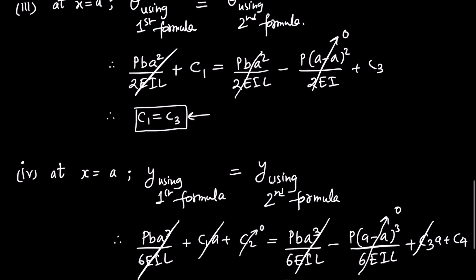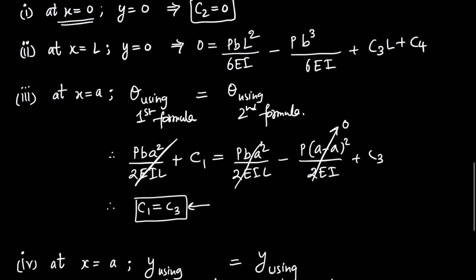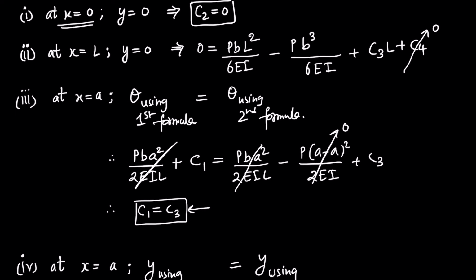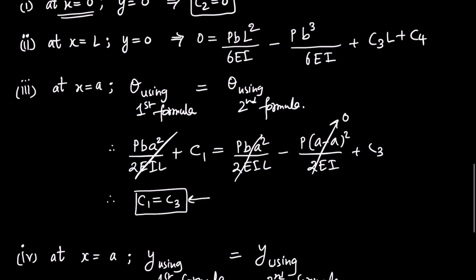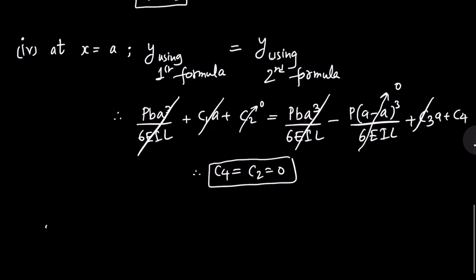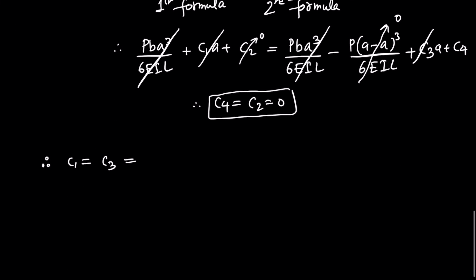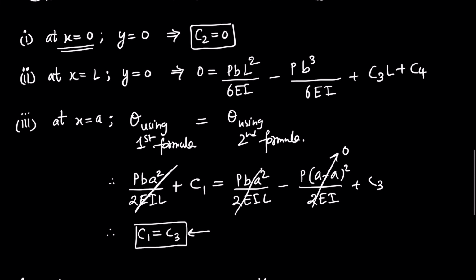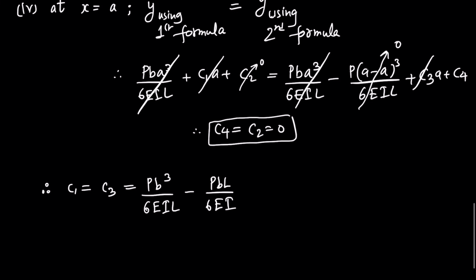Now what we can do is put C4 equal to 0 and calculate the value of C3. So therefore C1, which is equal to C3, is equal to Pb³/6EIL minus PbL/6EI. Okay, this is fine.